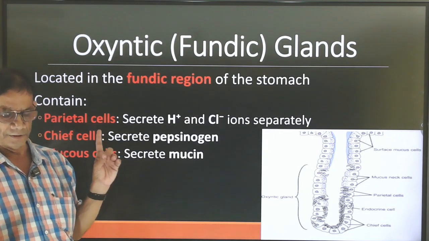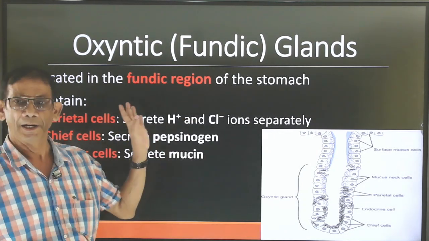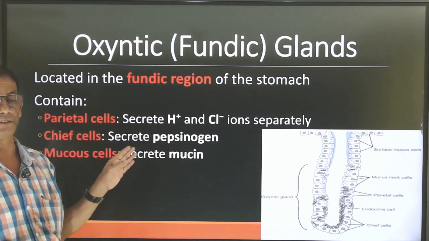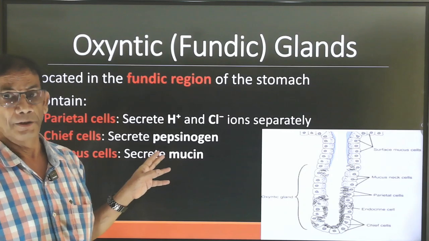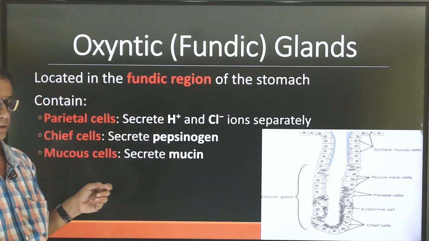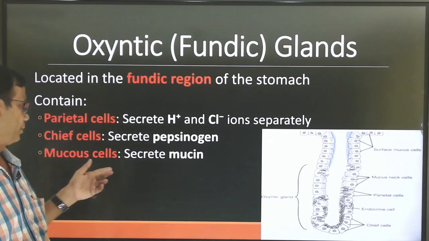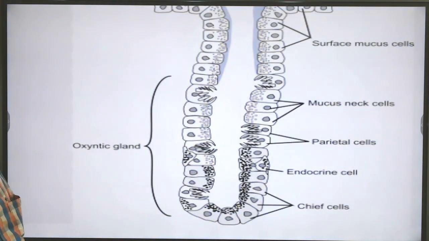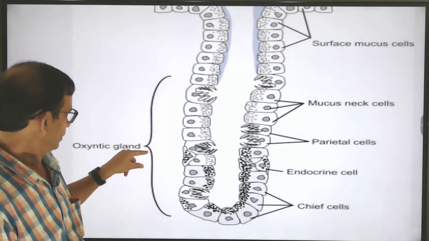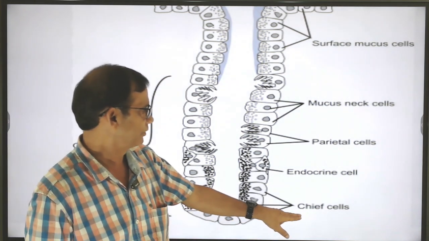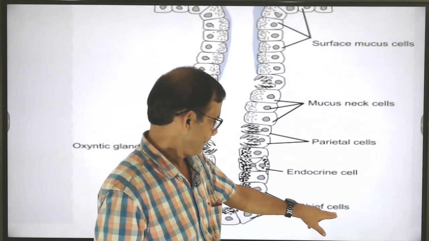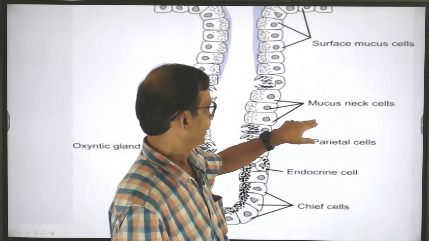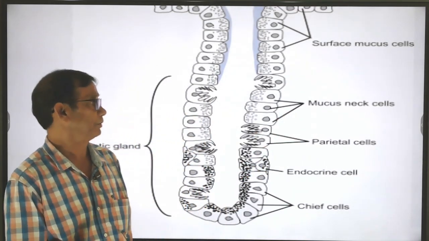So the chief cells secrete pepsinogen, the parietal cells secrete hydrochloric acid, which is highly concentrated chemically, and the mucous cells secrete mucin. So these are the oxyntic glands. See here, the oxyntic gland contains chief cells which secrete pepsinogens, parietal cells which secrete hydrochloric acid, and mucous cells which secrete mucin.